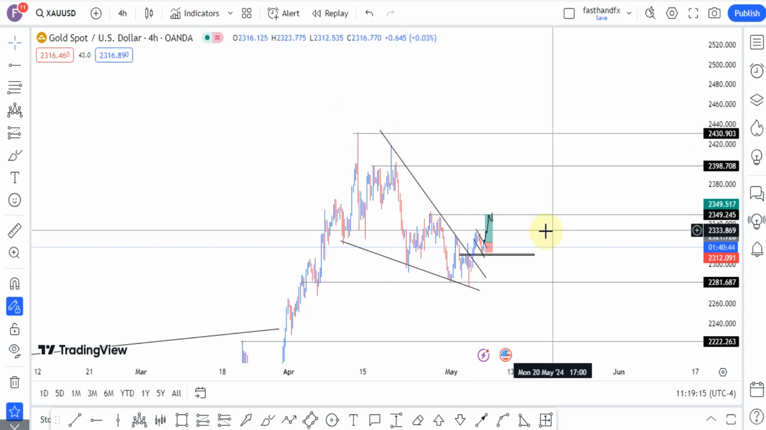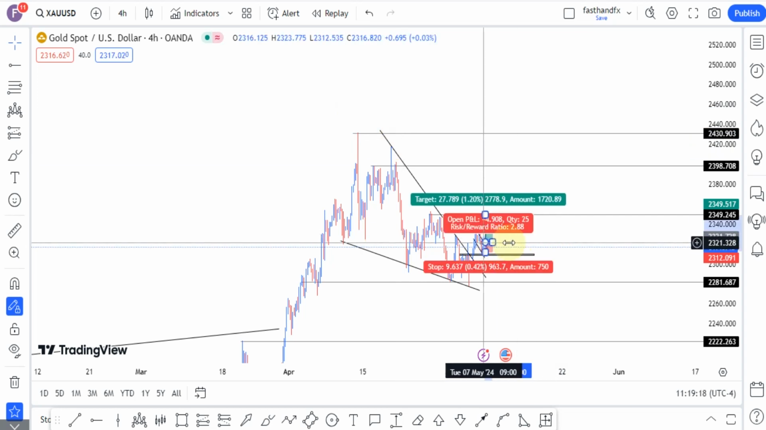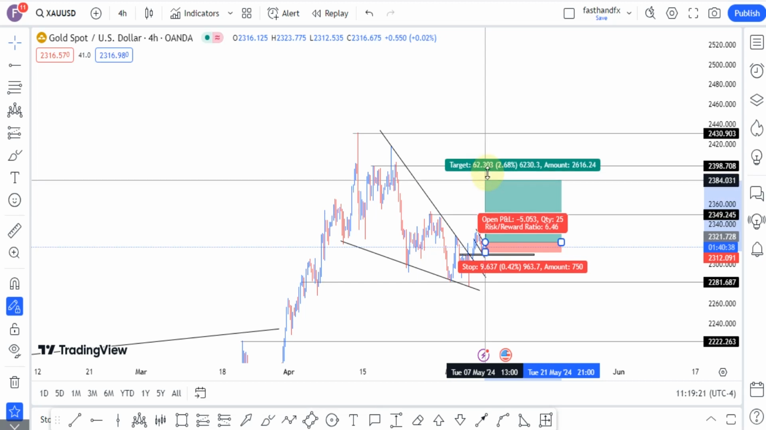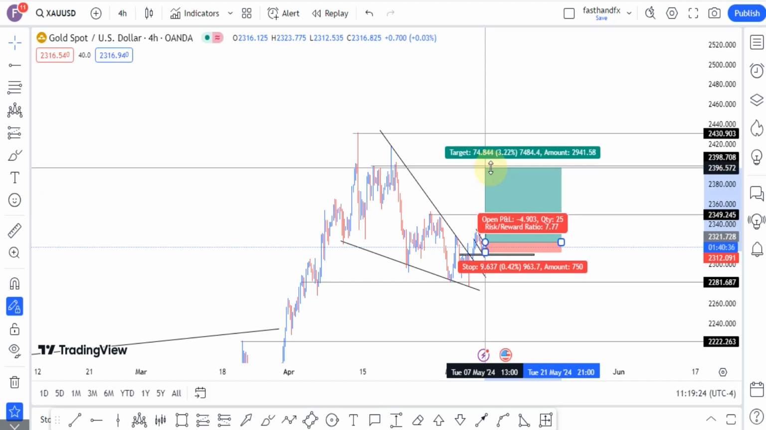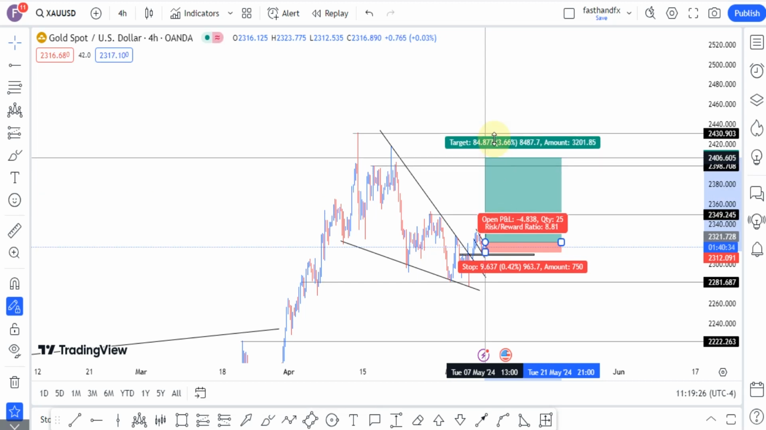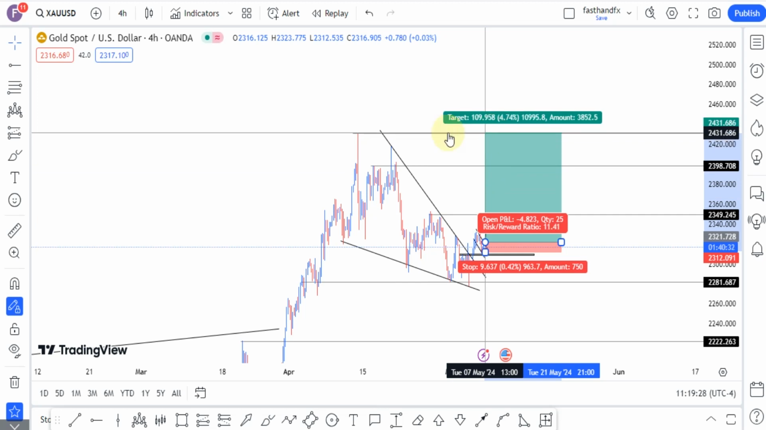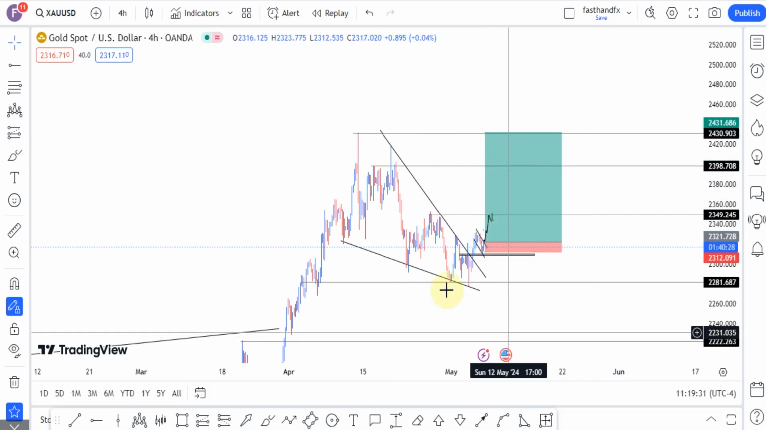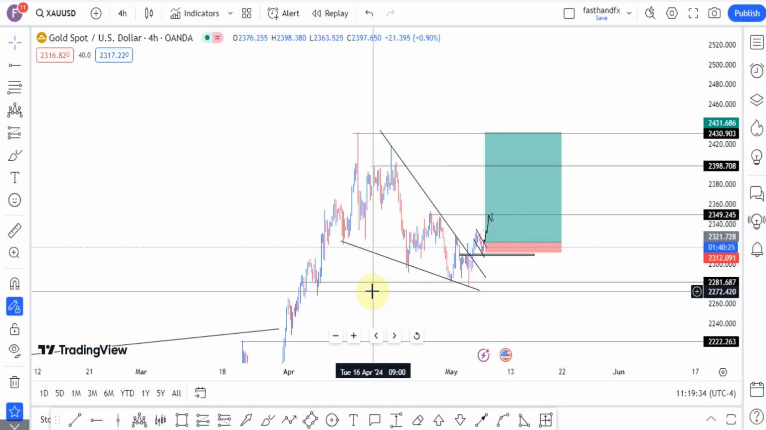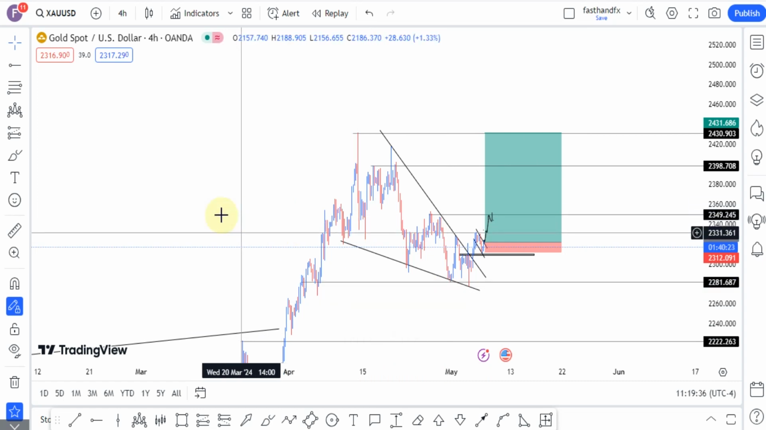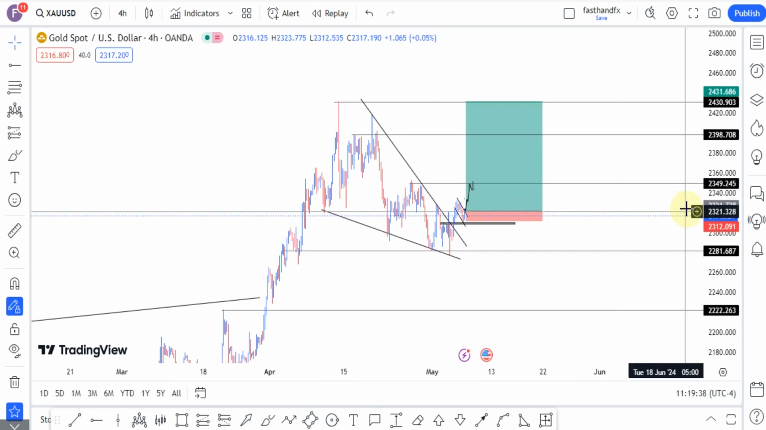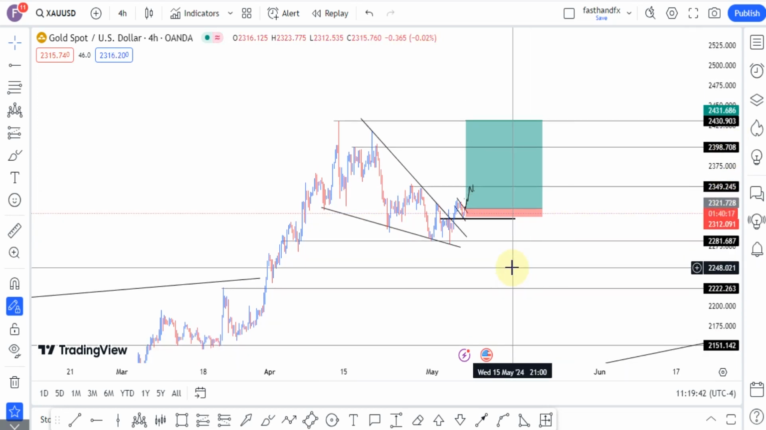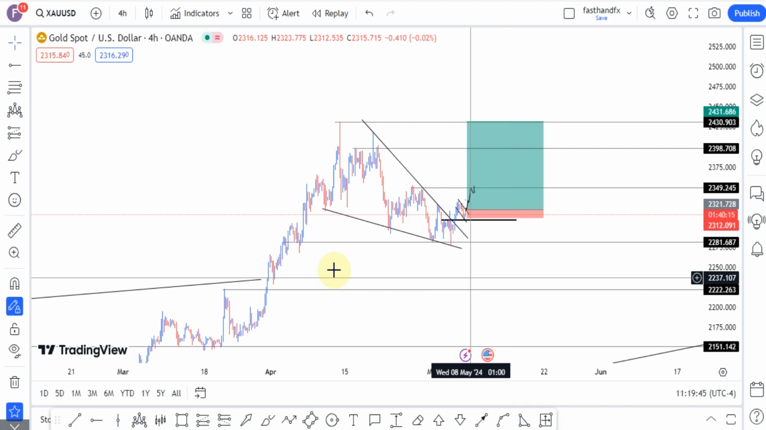Then after the market has come all the way to this area, we will start looking for maybe reversal patterns. If it does give us reversal patterns, we'll be looking for opportunities to sell. But if it doesn't give us any kind of reversal patterns, it will continue pushing upwards. If that's what is going to happen, we are still going to look for more buys in the market.